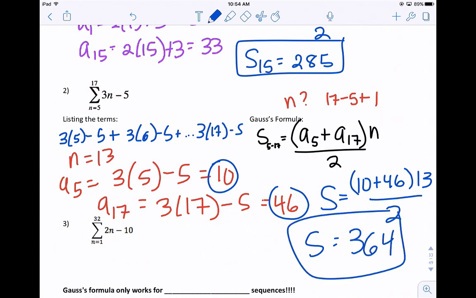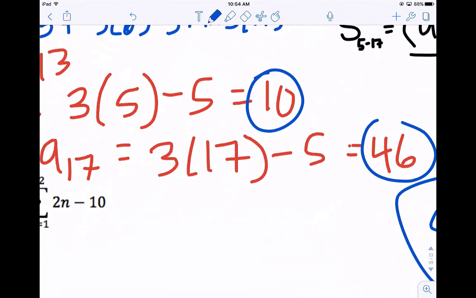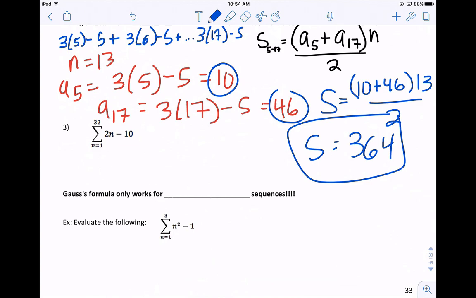Okay, so 56 times 13 divided by 2. Okay, 10 plus 46. I'm getting the wrong thing. 56 times 13 divided by 2. Yep. Okay, so 364 is the sum. All right, so let's do it one more time.